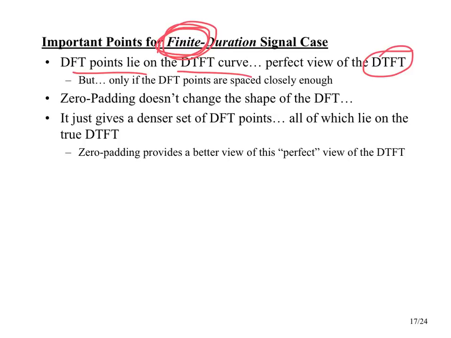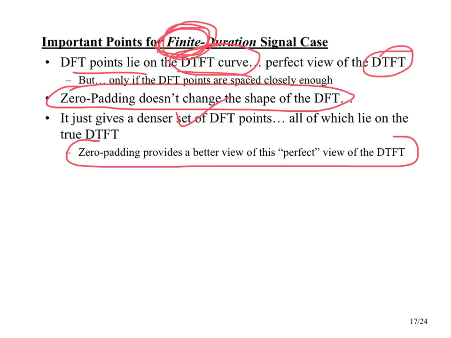We've also seen that zero padding helps. It doesn't change the actual shape of the DFT. We're still just getting points on the curve set by the underlying DTFT. It just gives us a denser set of points, but they all lie on the true DTFT. So in this case, zero padding gives us a better view of this perfect view DTFT. Okay, and so that summarizes the finite duration case.